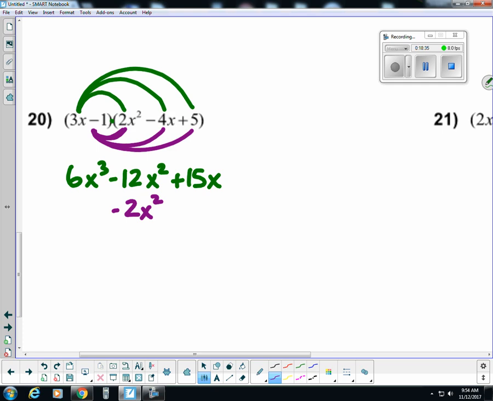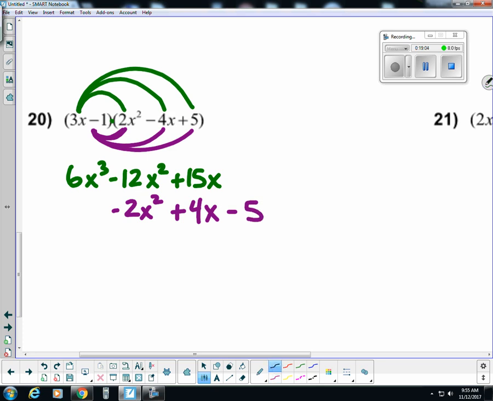Then I'm going to take negative 1 and multiply it by negative 4x. So negative 1 times negative 4x is positive 4x. And then lastly, I've got negative 1 times 5, all right? But I don't have a constant term up here in green to match it up with. That's okay. I'm going to still write it over here, continuing on with my purple polynomial. So negative 1 times 5 is negative 5.